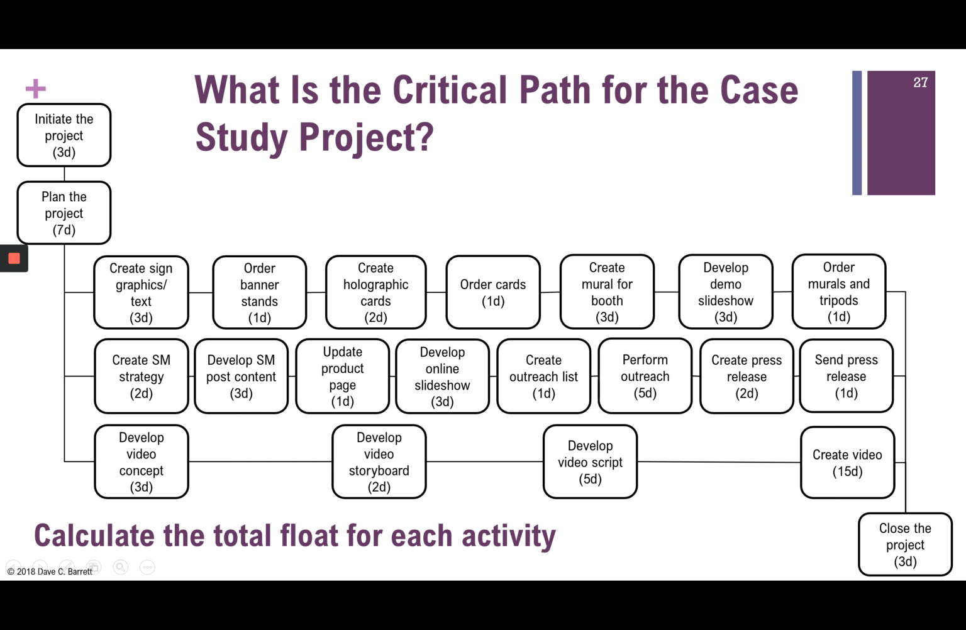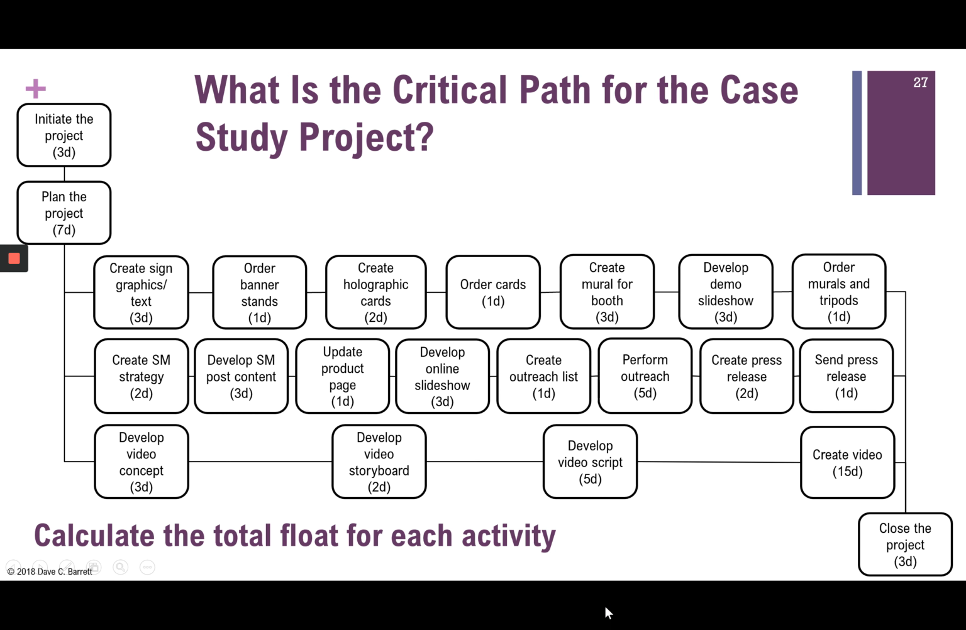It has the most duration, the highest amount of duration, and if you view that, it'll show you that is the critical path. Next is to calculate the total float for each activity, and again, that becomes tricky. The total float in the critical path is 0 days. So initiate the project will have 0, plan will have 0, develop video, the storyboard, the script, the creation of the video, and close the project will all have 0 total float because they are the critical path.